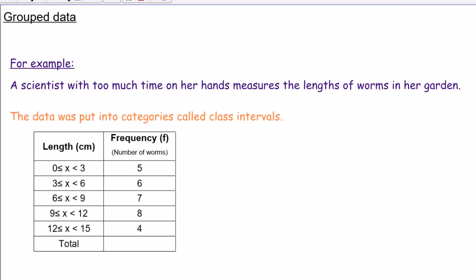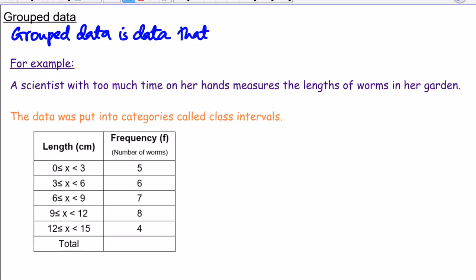In this video, I'm going to look at grouped data. Now, grouped data is data that has been organized into classes. So, grouped data is data that has been organized.